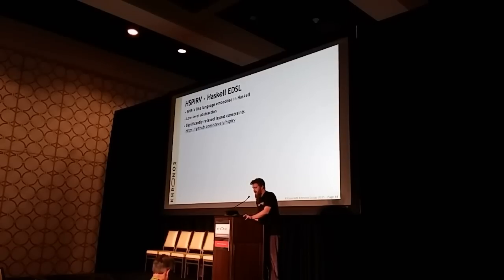And SPIR-V, this is one of the more unique projects out there. It's an embedded domain-specific language in Haskell. It's quite a low-level abstraction, and it significantly relaxes the layer constraints that a SPIR-V module would have. So this looks very similar to the instructions that you would find in a SPIR-V module.